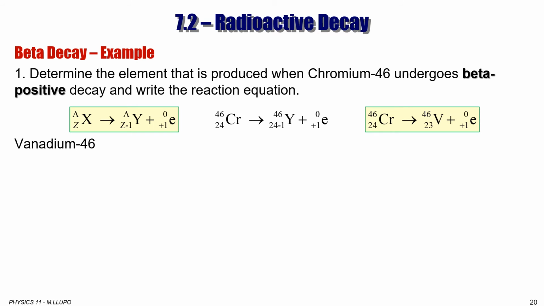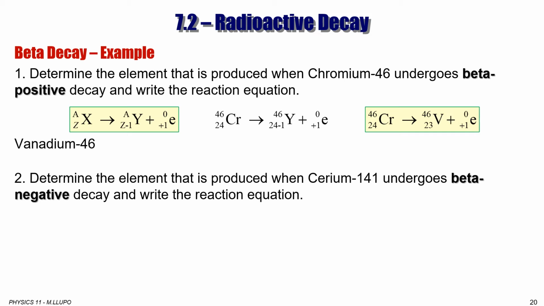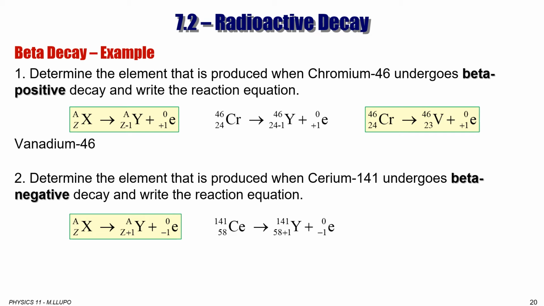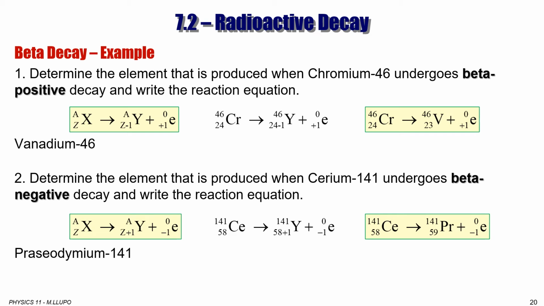So vanadium 46. Determine the element that is produced when cerium 141 undergoes beta negative decay, and write the generic and decay equations. So you do the generic one, it's a beta negative. So an electron is emitted. Now the electron emitted is negative, so the atomic number is increased by 1 while the mass is not changed. If you look at the periodic table, praseodymium 141 is formed and an electron-like particle is emitted.